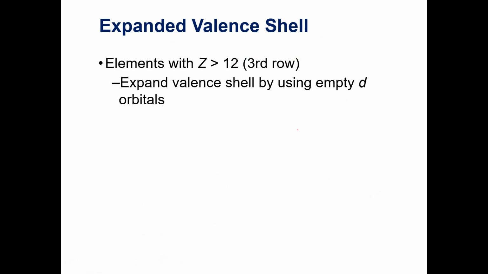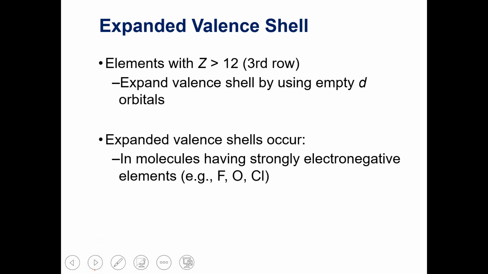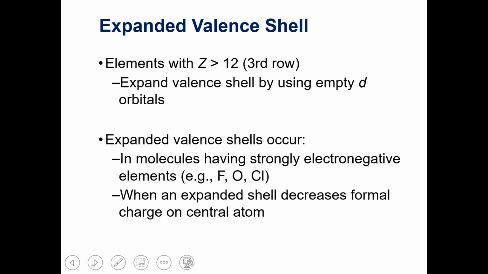So as I said, we do this by using empty d orbitals to expand the valence shell. So we do this in molecules that have elements like fluorine, oxygen, chlorine, things that are very highly electronegative compared to other elements. And if you were to go through and calculate formal charges, you would find that by using the expanded valence shell, we actually decrease the formal charge on the central atom.